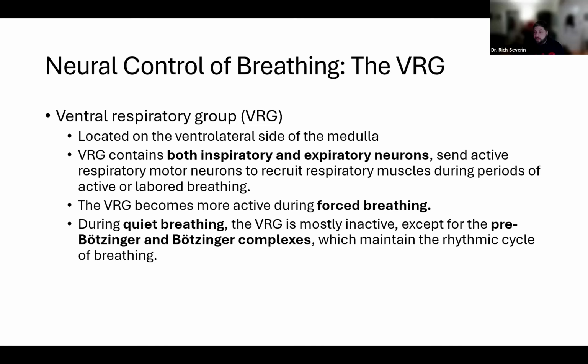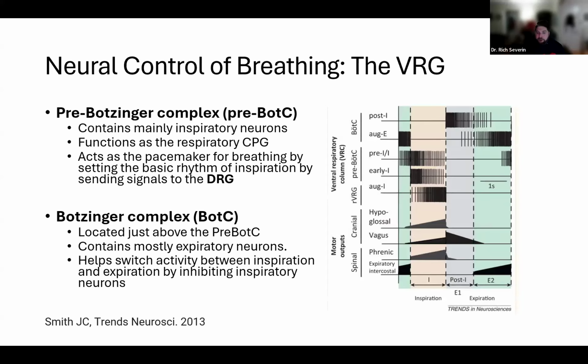This changes during exercise or situations where the demand may increase a little bit, actually. But again, primarily just a relay switch that sends those signals from the DRG downstream to the pre-Bötzinger complex. So we've got here as well our pre-bots and then our Bötzinger. And the pre-bot contains those inspiratory neurons. It functions as a primary respiratory CPG.